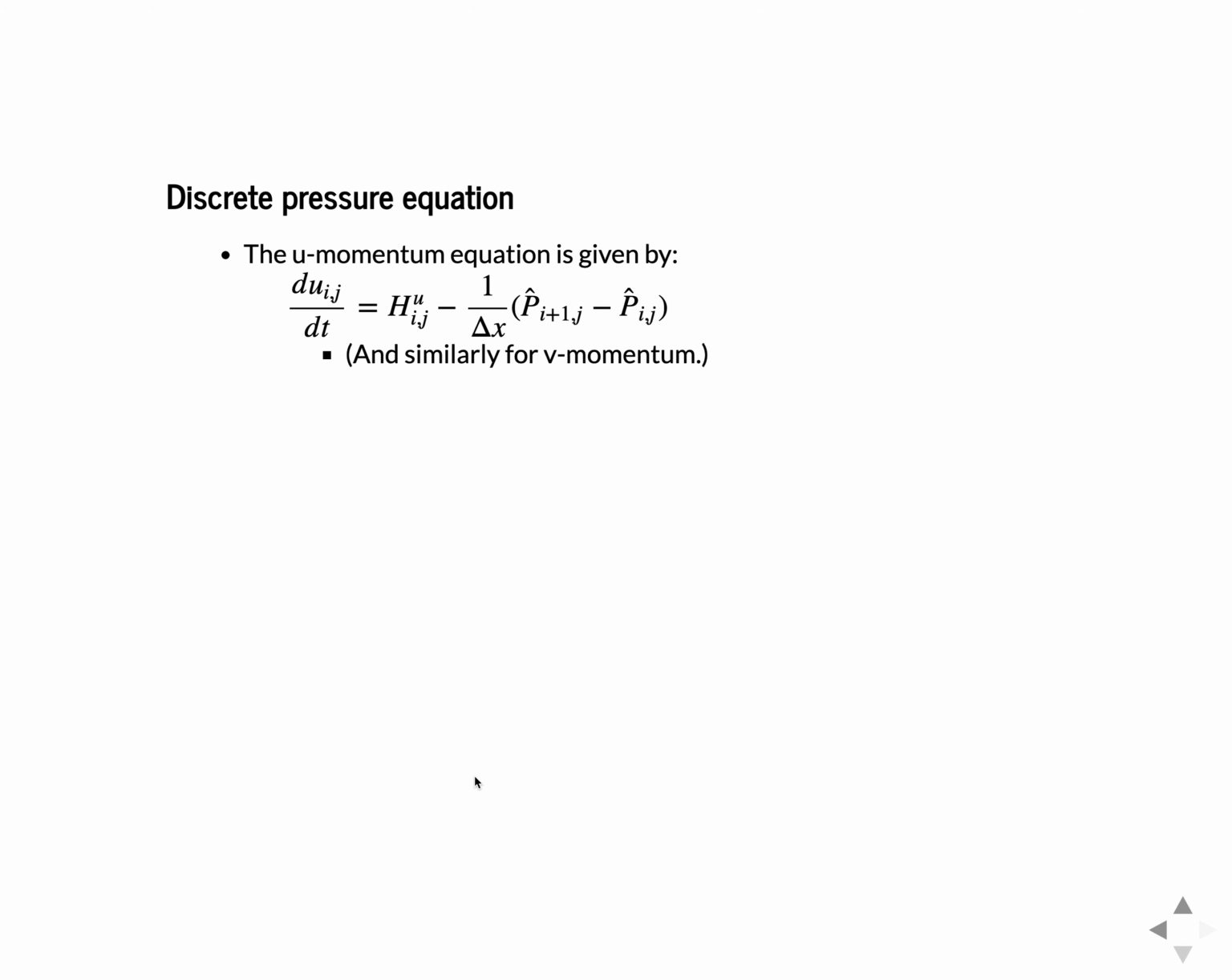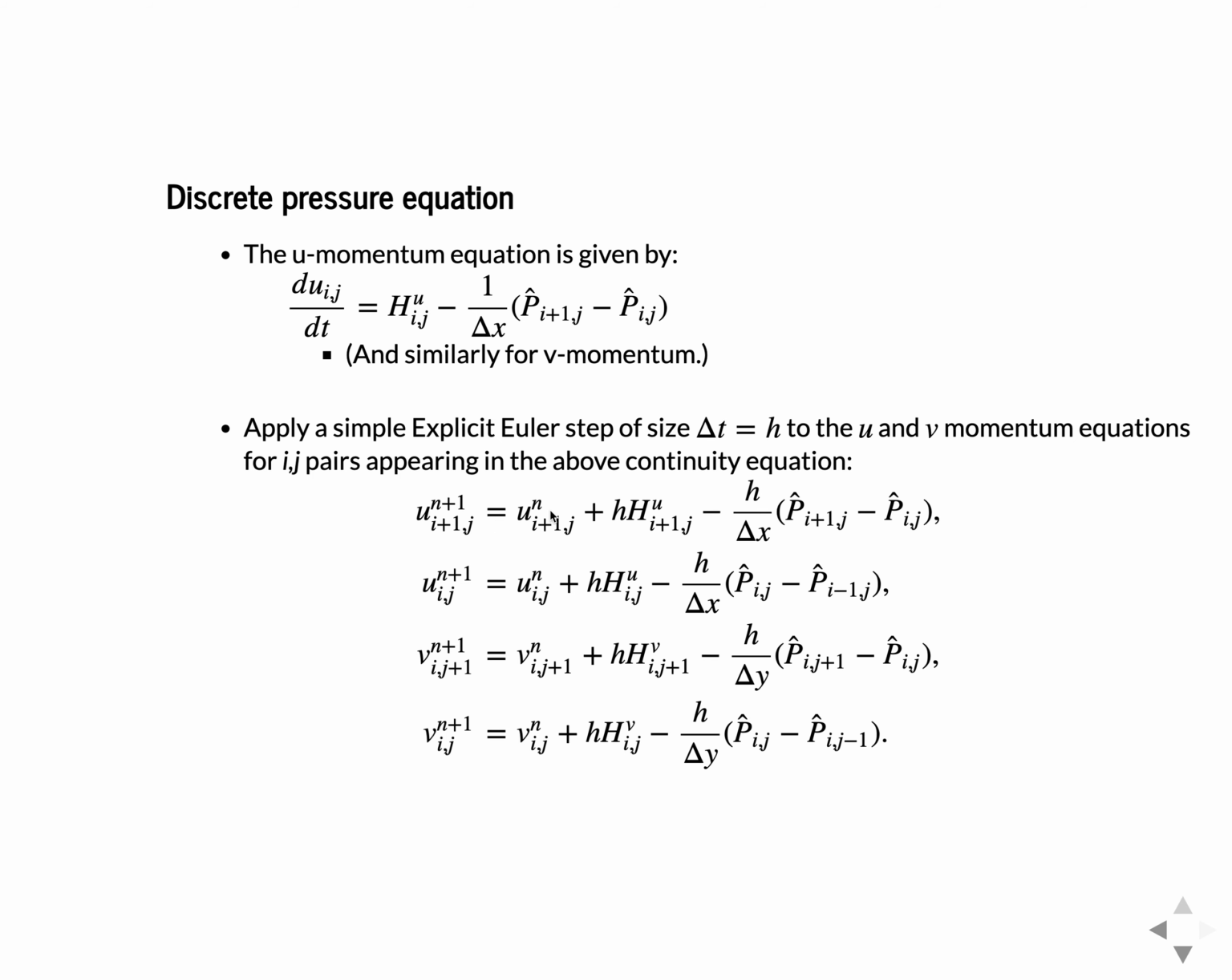The U momentum equation is given by the following: dU/dt equals big H minus delta P over delta x. And we have a similar equation for the V momentum equation, and then we're going to integrate this equation in time using a simple explicit Euler method. So explicit Euler will say delta U over delta T equals the right-hand side. Then we multiply the dt across, and this delta U is the new U minus the old U. So if you pull the old U over, and divide by delta T, it's delta U over delta T equals the right-hand side. Here we're using h as the time step size.